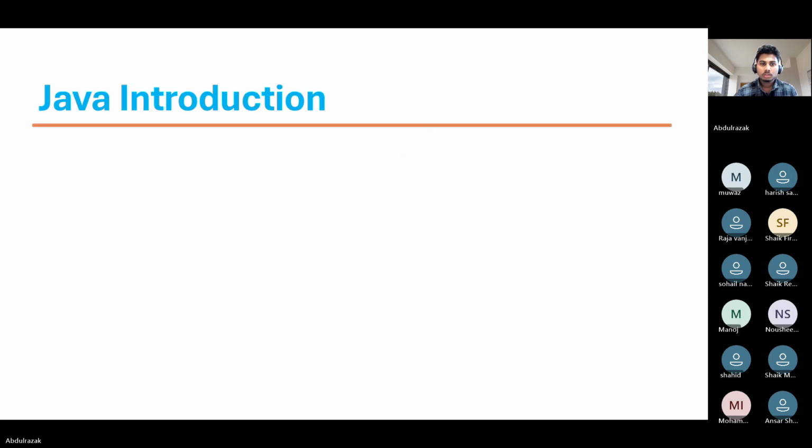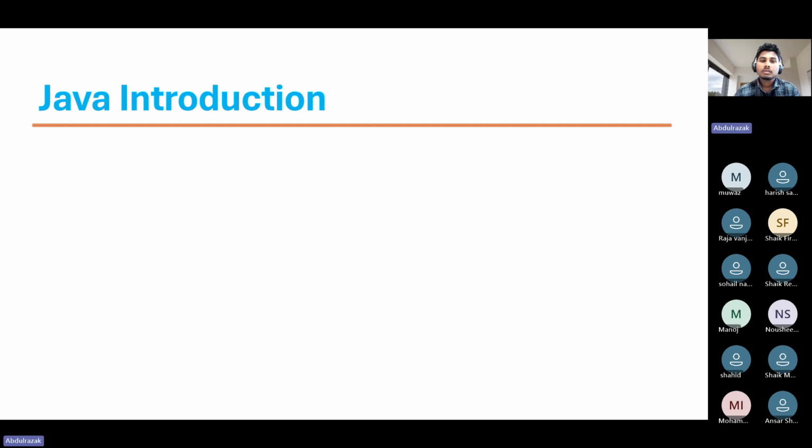So I will revise yesterday's session one time. Then we will check today's topics. Yesterday we discussed Java. Java is a programming language which is object oriented, platform independent, high level.